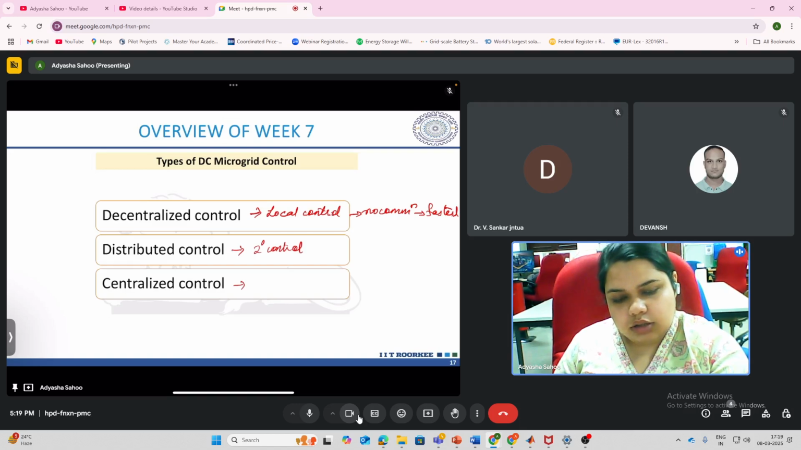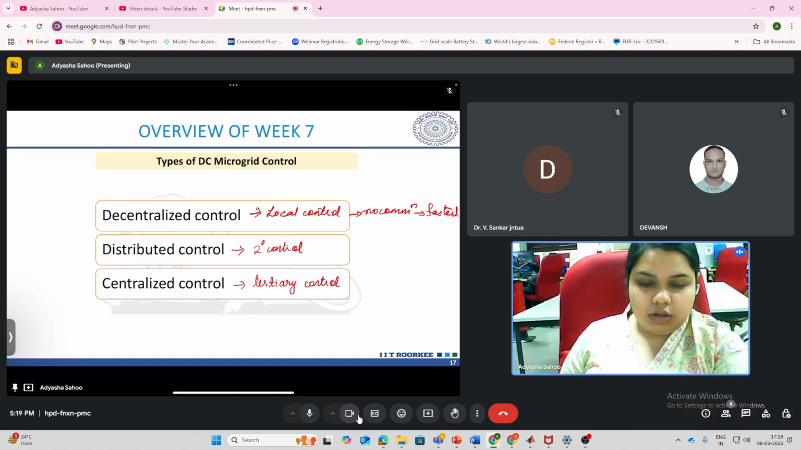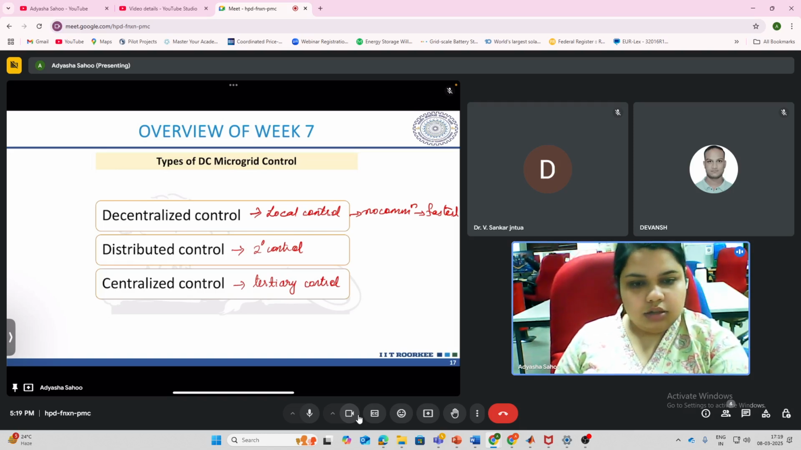And then the centralized control, or the tertiary control layer, will communicate with other neighboring microgrids or the distribution system operator to decide the dispatch schedules for the economic operation. Also, it will take actions in case of fault, in case of islanded condition, and other emergency control actions will be done by the centralized control layer.